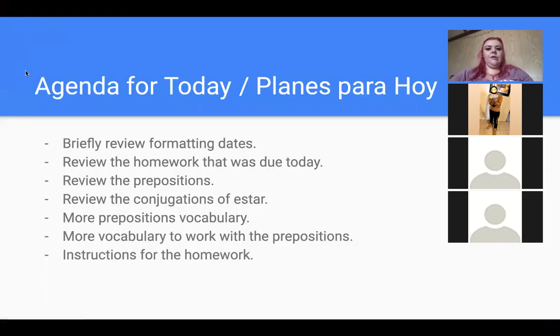So just the agenda for today. We're gonna briefly review the formatting dates. We're gonna review the homework that was due today that only had like 4 questions. We're gonna review the prepositions that we went over last class. We'll review the conjugations of the star, more prepositions, vocabulary to work with, and more vocabulary to work with the prepositions, and then we'll go over the instructions for the homework.